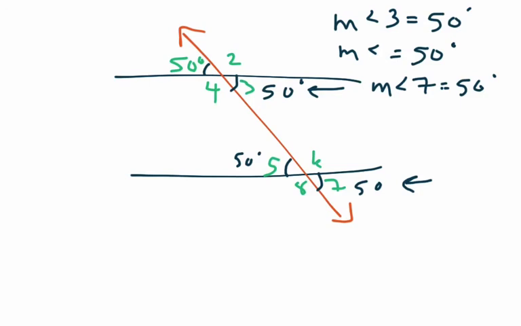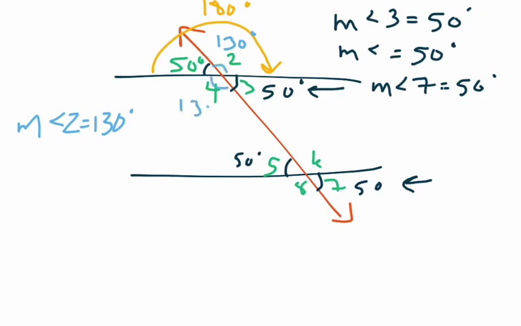So how do we find the other ones? Well, I'm going to go back up to the top, and I'm going to say, well, I know right away that from here to here, I have to have a total of 180 degrees. I already have 50 there, so that means that I'm left with 130 for number 2. So the measure of angle 2 is 130 degrees. If 2 is 130, then the vertical angle of 4 has to be also 130. So now the measure of angle 4 is 130 degrees.